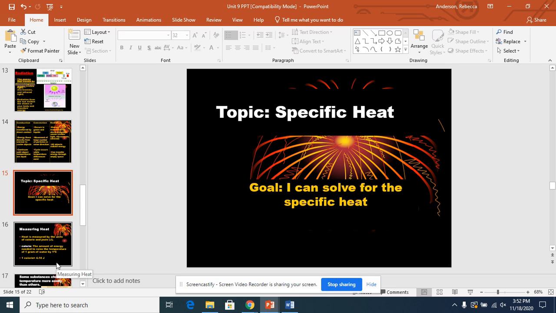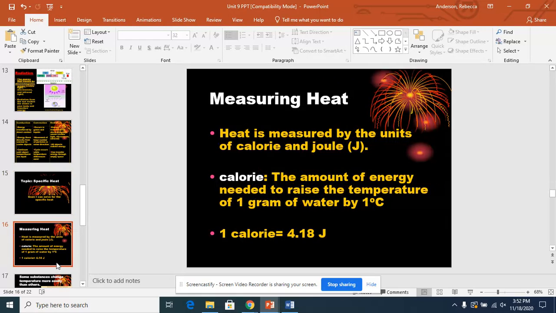Hello, so today's topic is specific heat, and the goal is I can solve for the specific heat. So measuring heat. We talked about this in the last section with heat versus temperature, but just as a brief little reminder, heat is the flow of energy from something hotter to cooler, or just different temperatures, and it's measured by the units of calorie and joule.